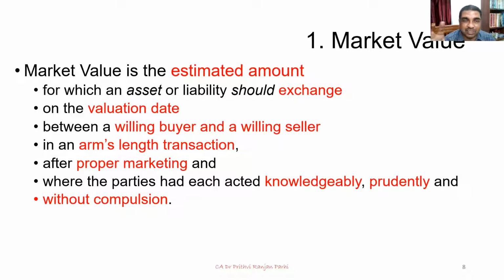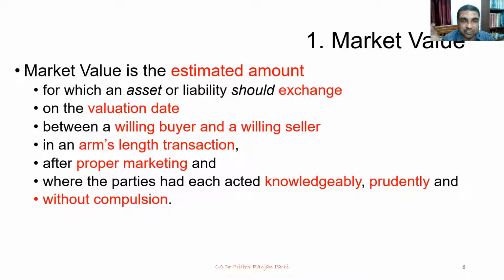So this expresses what market value is. As you can see, various conditions are attached. Market value is the estimated amount. When we talk about market value, we expect that one asset or liability needs to be exchanged on a valuation date. So we arrive at the market value on a particular date. That date is called our valuation date. On that date, we estimate that the asset or liability needs to be exchanged.